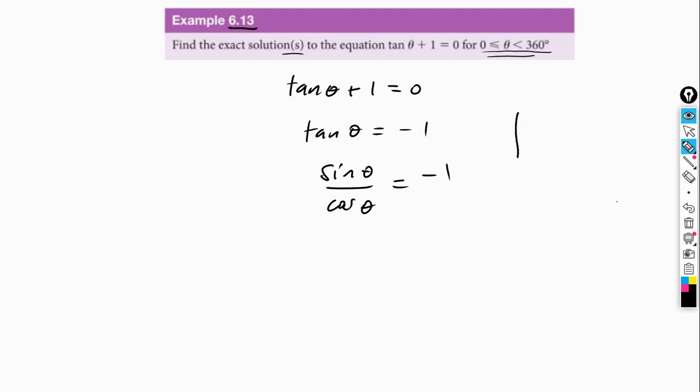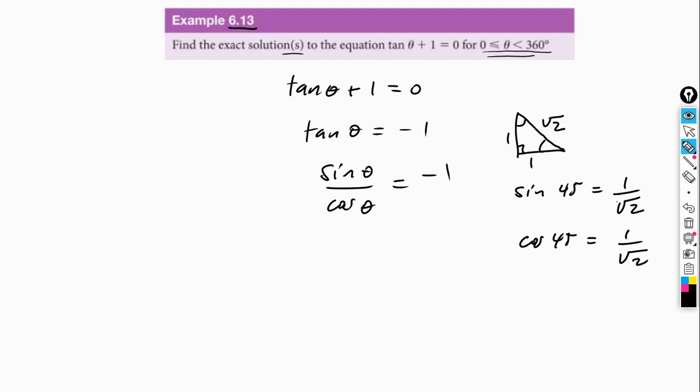So just think about the special right triangle, where we have 45 and 45 for the acute angles, and we know that this side is 1, this side is 1, and this side is square root of 2. So in this case, remember that sine of 45 is equal to 1 over square root of 2, and also cosine of 45 is equal to 1 over square root of 2. So this is 45 degrees, and so is this here, right? 45 degrees.